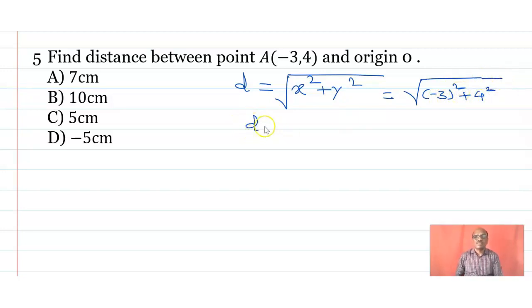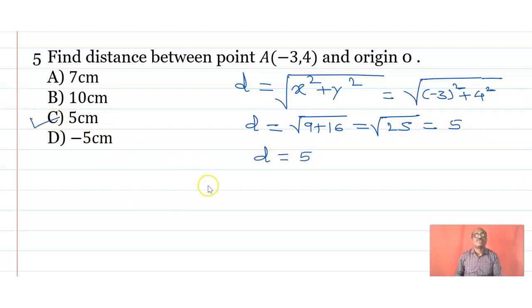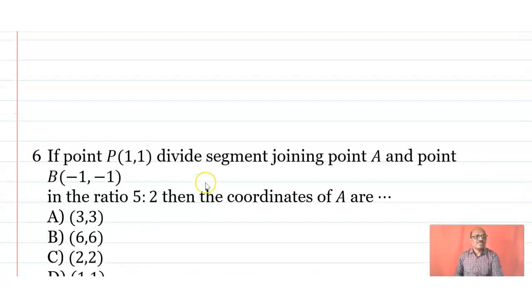Therefore this distance d, -3 square is 9 plus 16 and that is equals to root of 25 and here you get 5. Therefore this distance is 5. Therefore option C is a correct one. Okay. Now the next question.